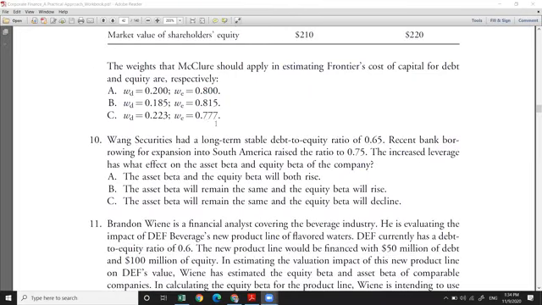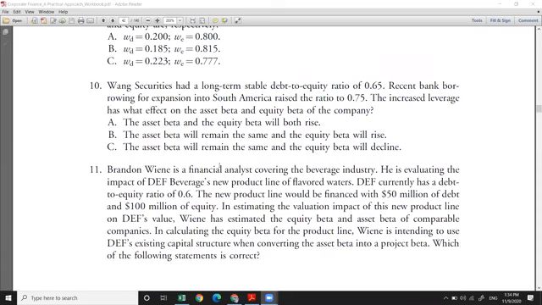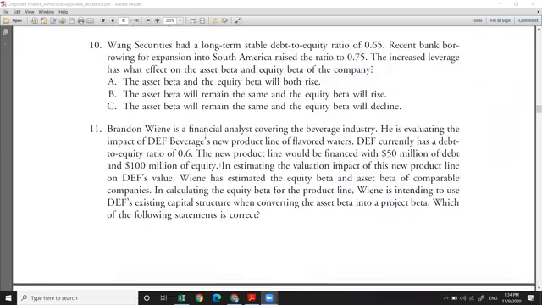Okay. Question 10 and 11, they are theoretical ones. Okay, let me just go quickly. The Wang Security had a long-term stable debt equity ratio of 0.65, and a recent bank borrowing for expansion into South America raised the ratio to 0.75. So increasing the leverage has what effect on the asset beta and equity beta of the company?